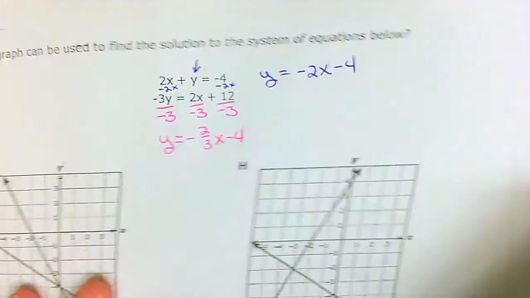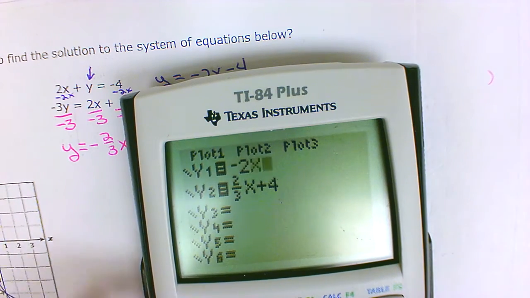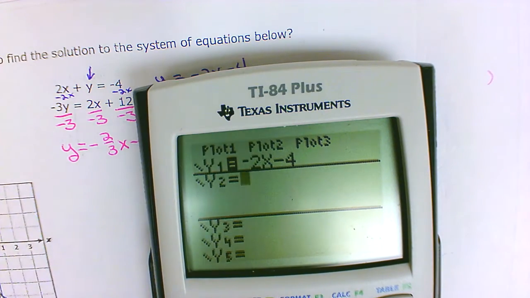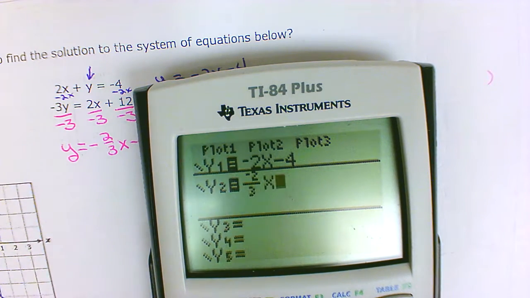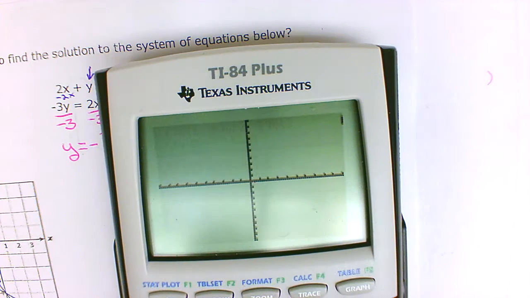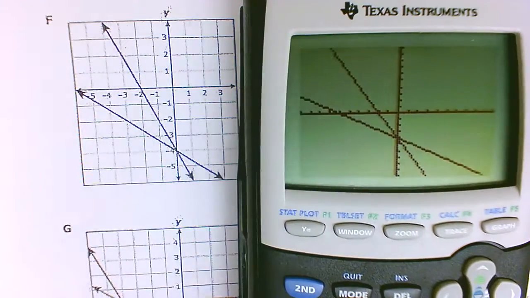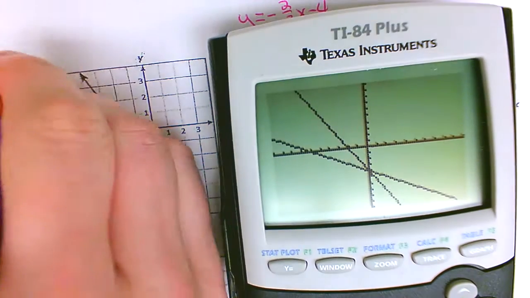So now if I go to my calculator, into my y equals, and plug both of them in, so -2x minus 4, and the other one was -2/3 x minus 4. So let's plug both of them into my calculator and hit the graph button. Now it looks like the only one that could match this is answer choice F.